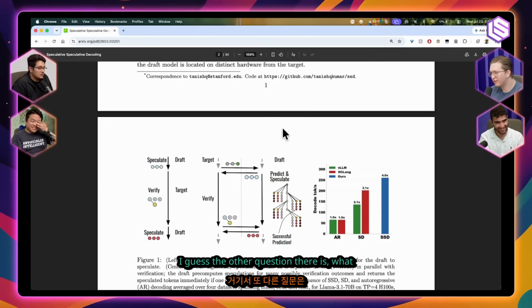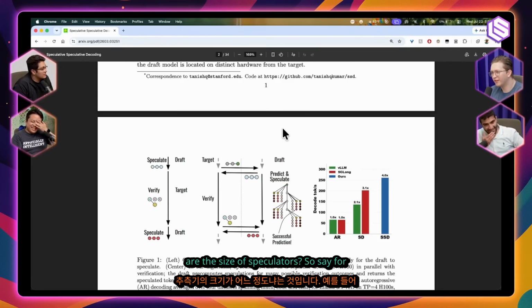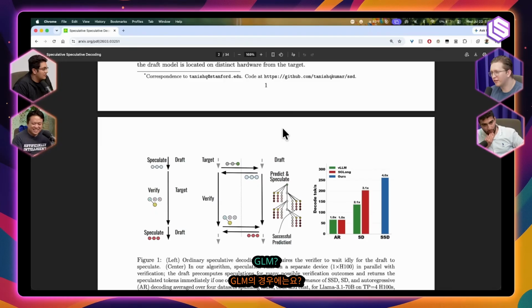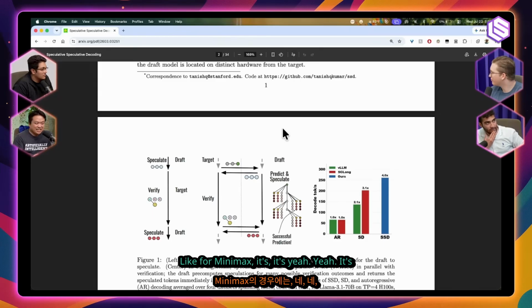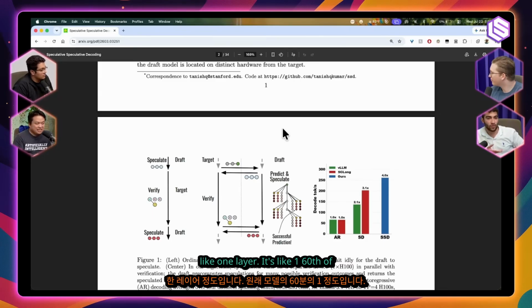I guess the other question there is, what are the sizes of speculators? So say for GLM, right? It's like a billion parameters. For MiniMax, it's like one layer. It's usually like 1/60th of the original model.